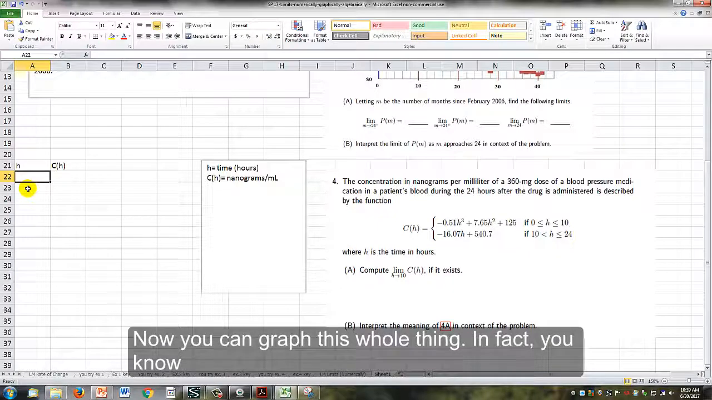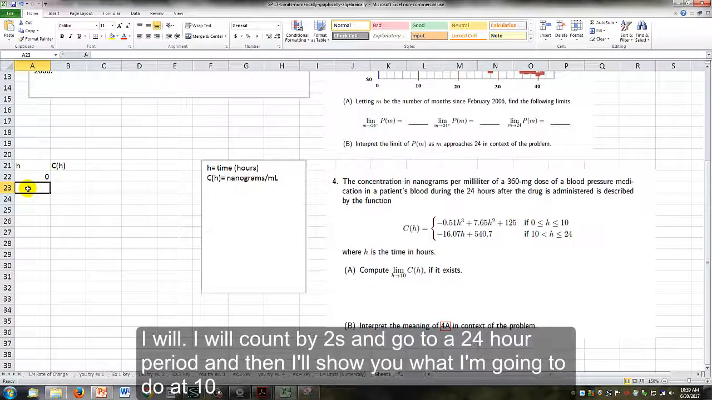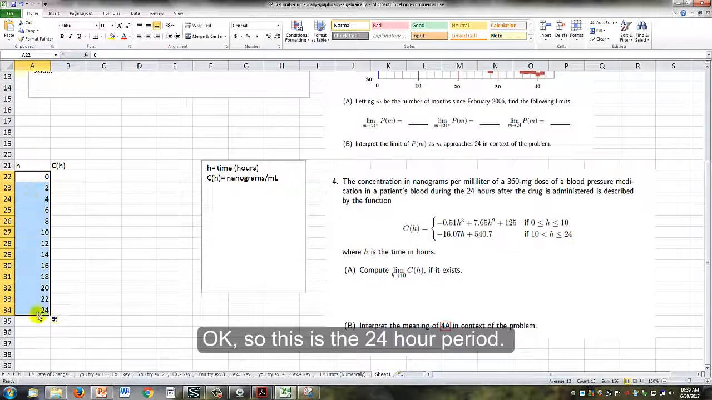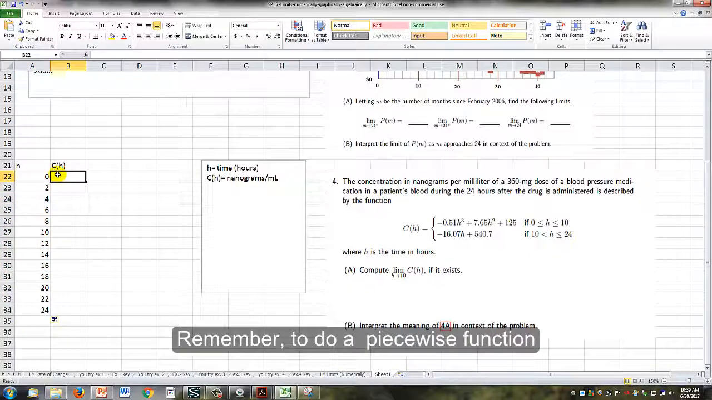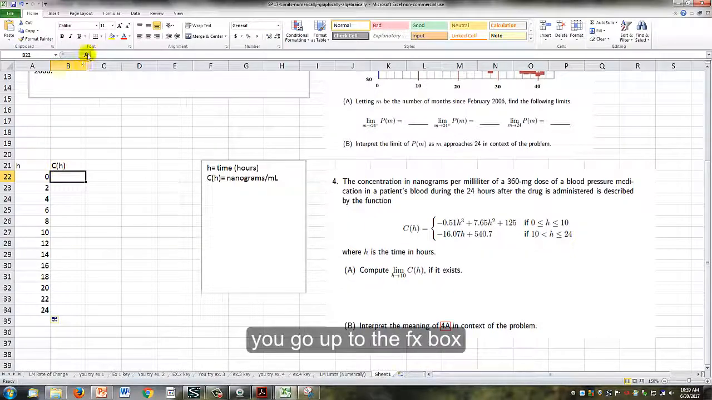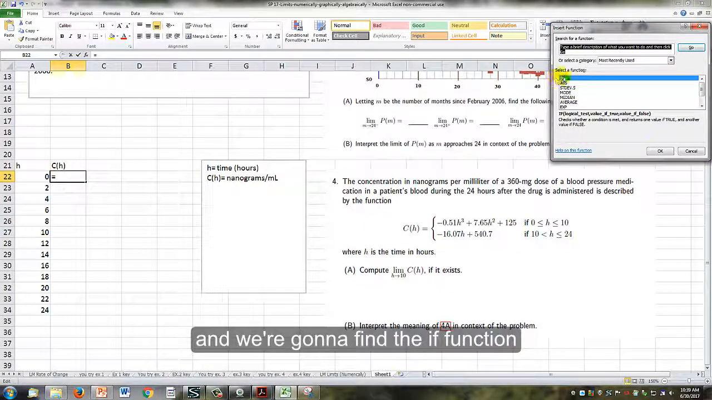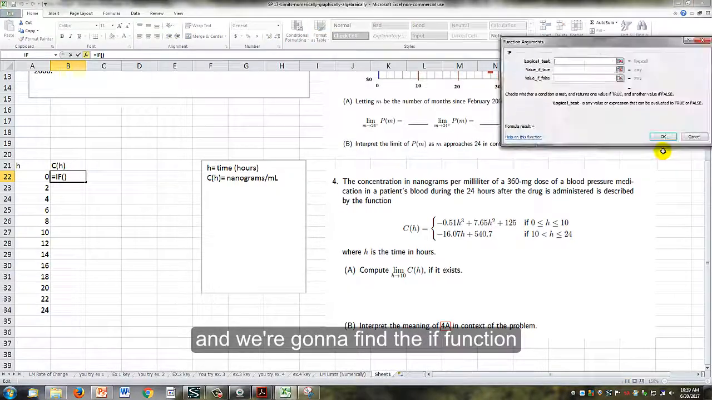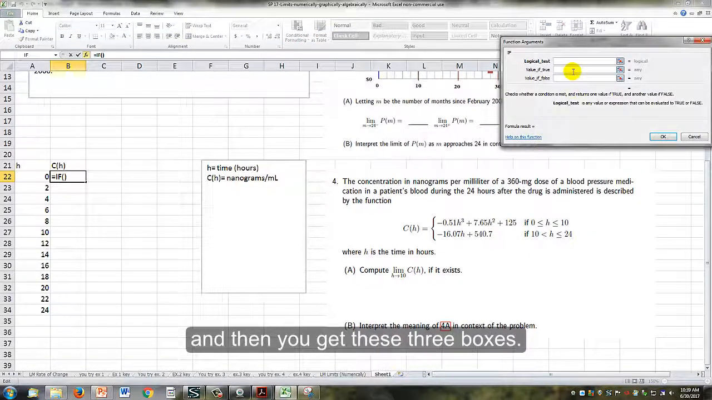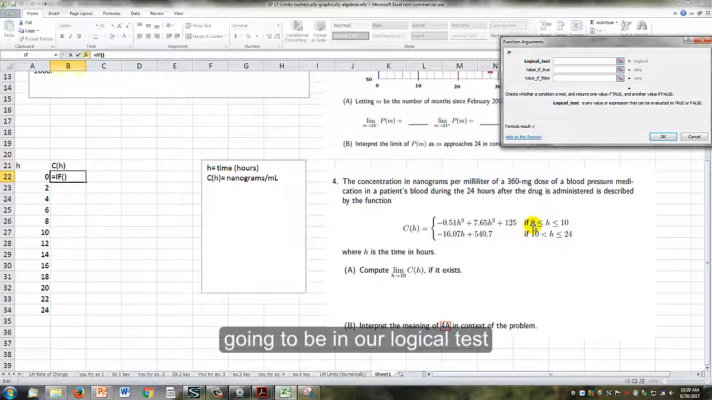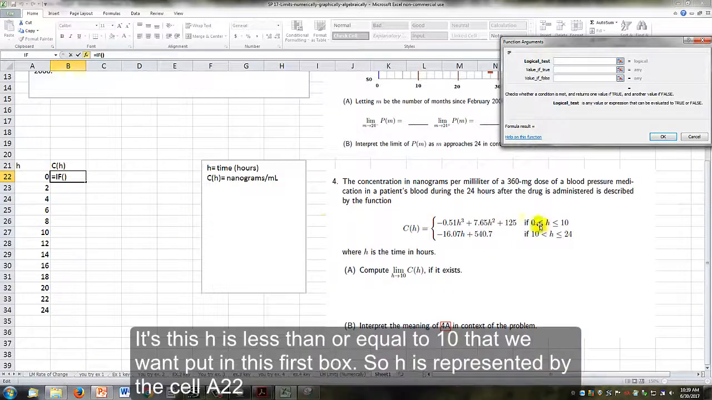Now you can graph this whole thing. In fact, I will. I'll go count by twos and go to a 24-hour period, and then I'll show you what I'm going to do at 10. Okay, so this is the 24-hour period. Remember to do piecewise function, you go up to the fx box, and we're going to find the if function. And then you get these three boxes. And remember, this 0 here is not going to be in our logical test because we can start at 0. It's this h is less than or equal to 10 that we want to put in this first box.